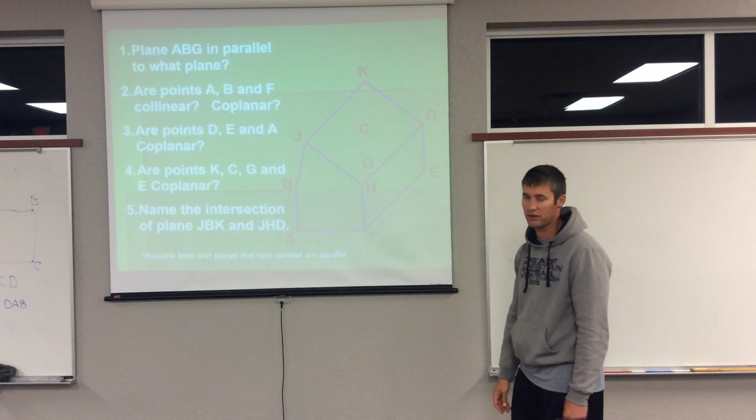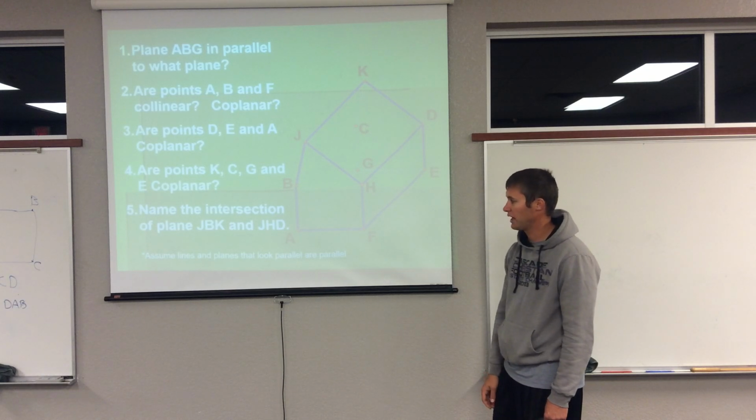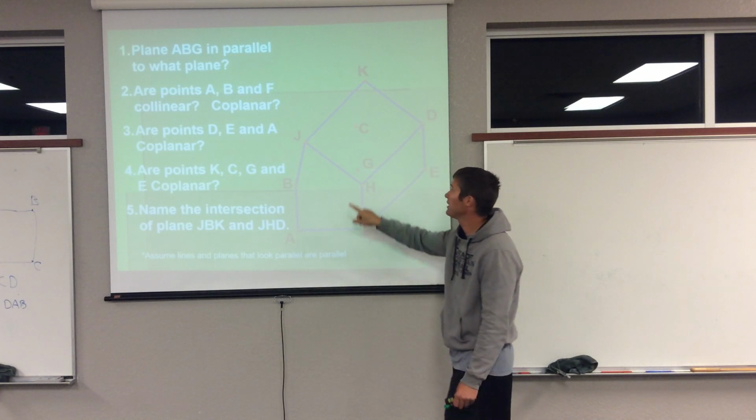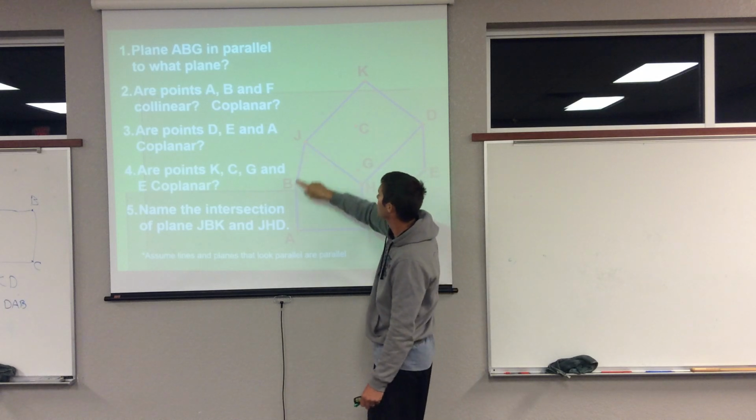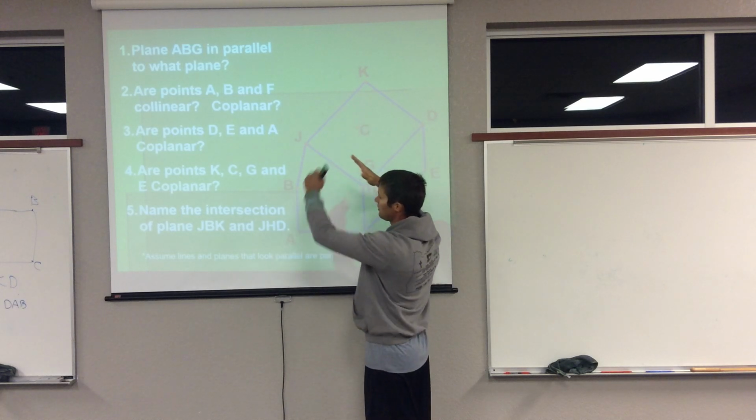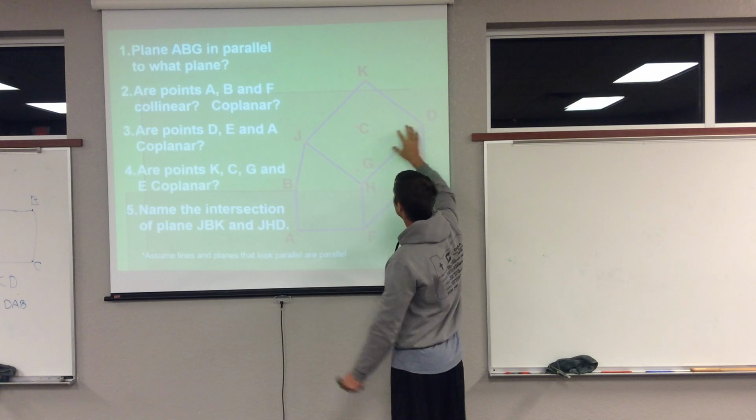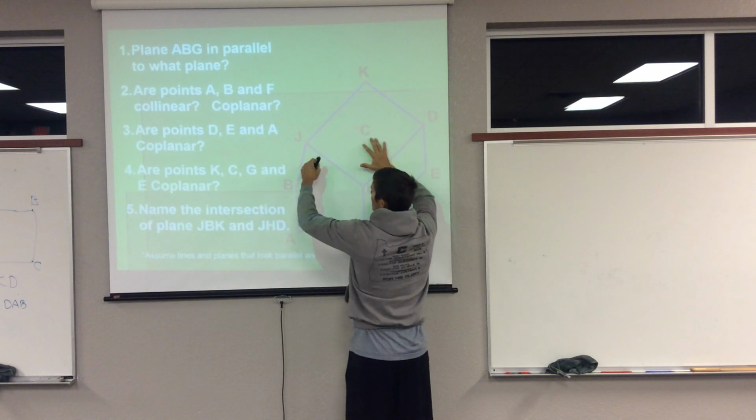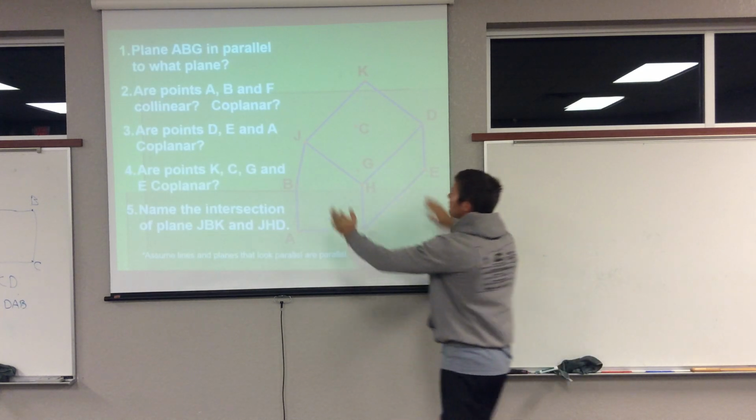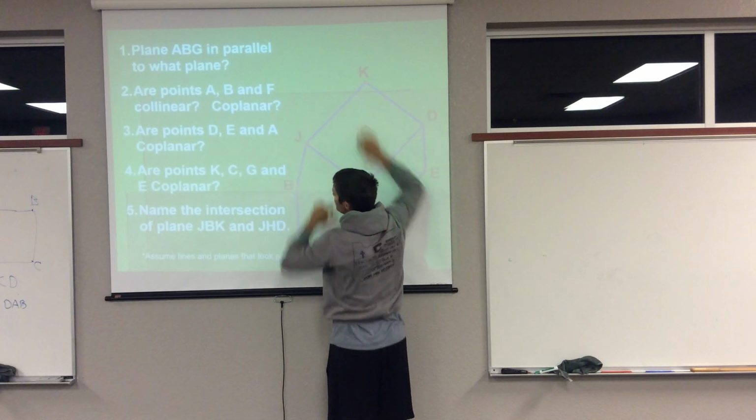Yes, those are coplanar. And then name the intersection of plane J, B, K, and J, H, D. So this is from yesterday. Planes meet at a line. So J, B, K. So we're talking about this plane right here. Kind of the top slanting of the house. And then JHD. So where do these two planes meet? Oops. Let me go back. Where do these two planes meet? This plane on the side, this one over here, they meet at this line, JK.